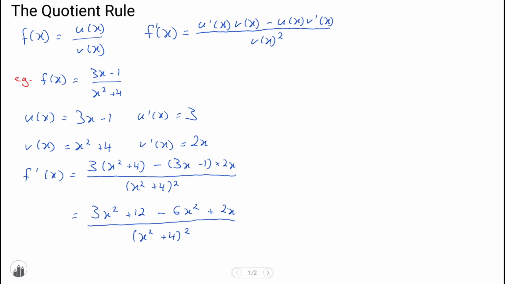We can simplify this a little bit further to make it more tidy. So 3x squared minus 6x squared becomes negative 3x squared. Then we don't have any other singular x terms, so that just becomes plus 2x. And finally, we just have plus 12 at the end, all divided by x squared plus 4 all squared. And we're done. This is the derivative of this function over here.